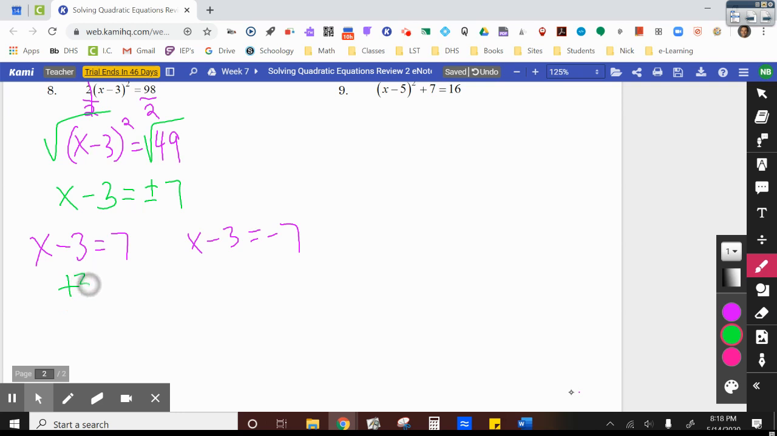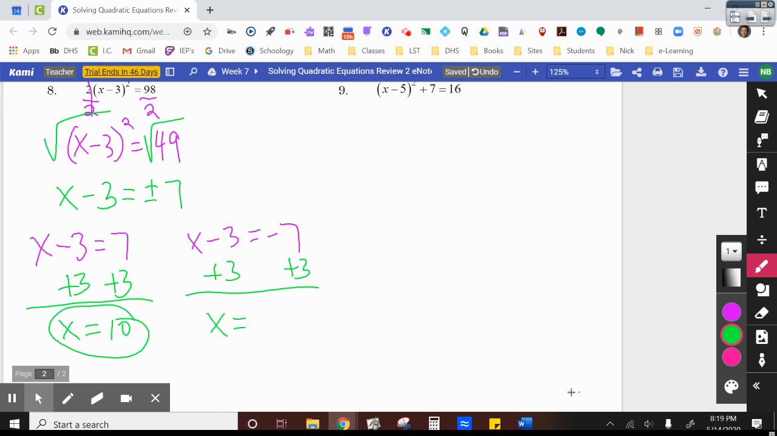And I'm going to solve both of these the same way. We add 3, we add 3. So 7 plus 3 gives me 10 for one of my solutions. Then we add 3, we add 3, and we get x is equal to negative 4 for my other one, because negative 7 plus 3 is negative 4.